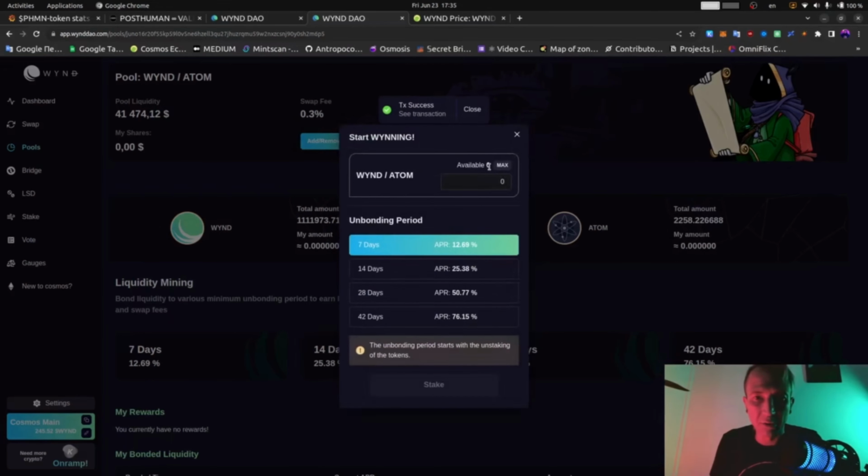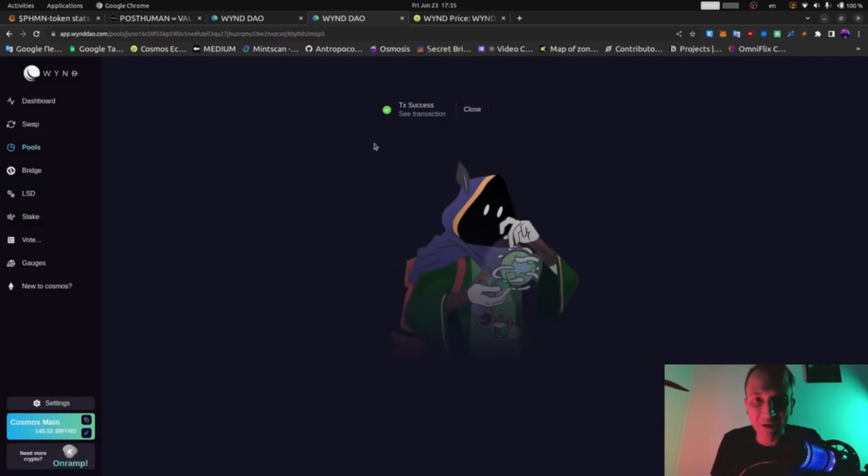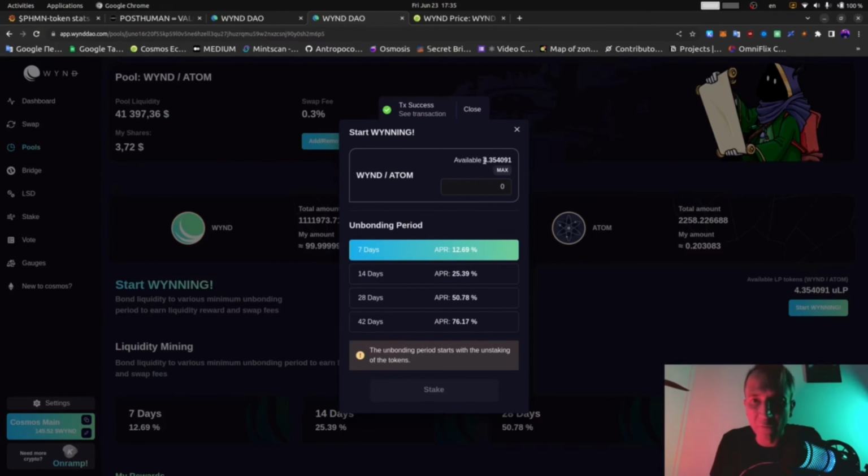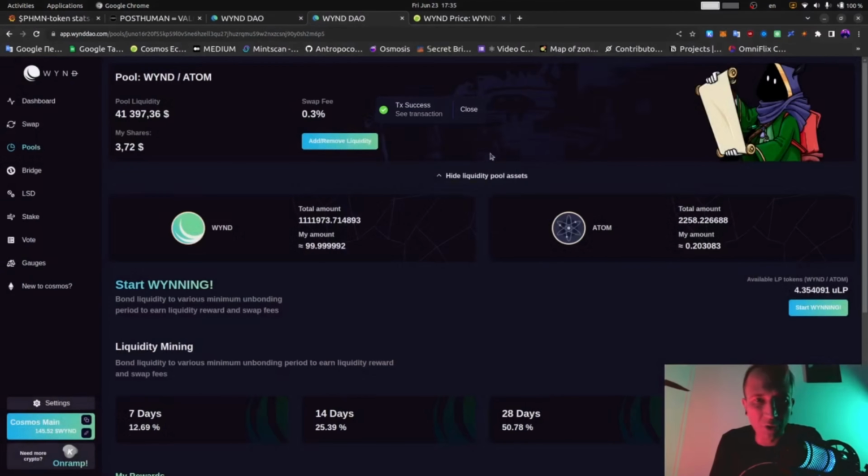and everything is good. So we see the new position started. It means that now we have 4.35 LP tokens. LP tokens are our part of the liquidity pool. So in total in the liquidity pool there are 1 million 111,000 Wynd together with 2,258 atoms, and our amount is 99 Wynd and 0.2 atom, and this is the total of available LP tokens.